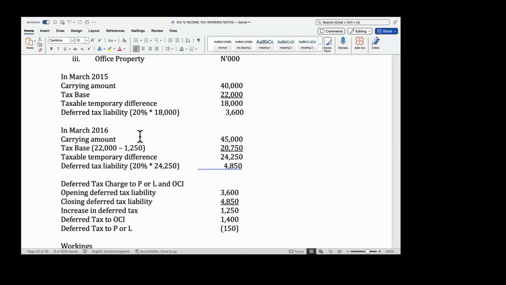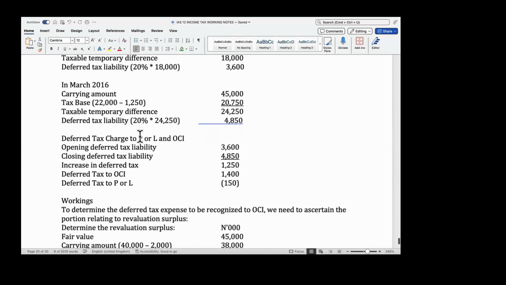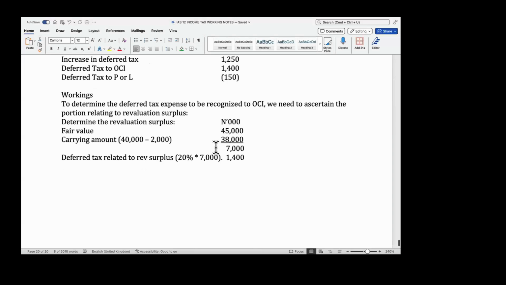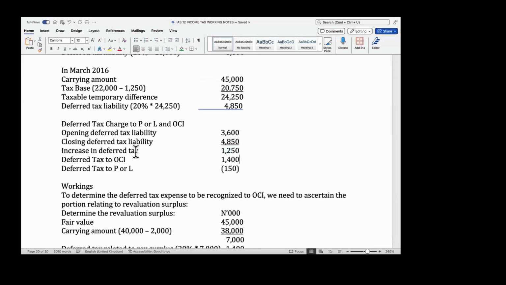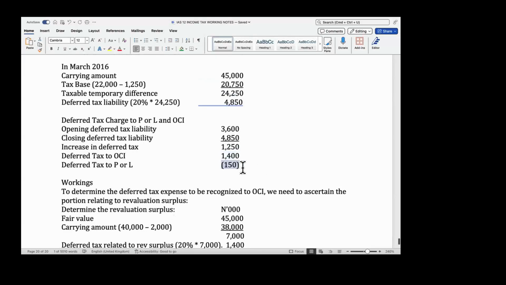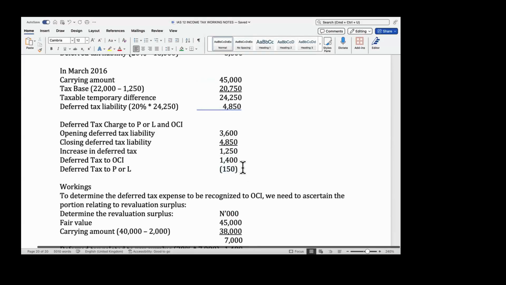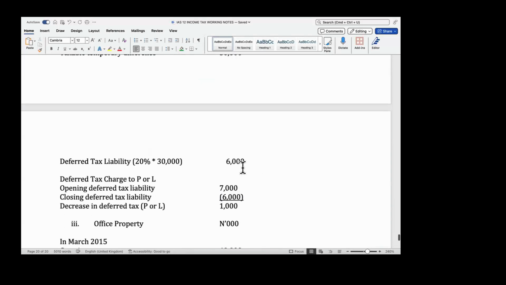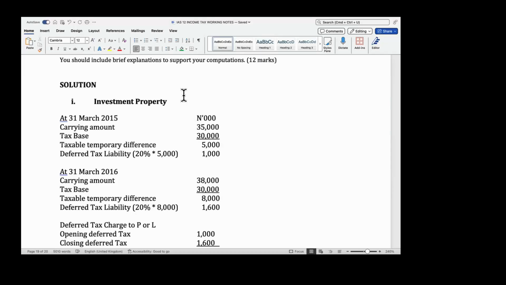But for this office property now, since there was a revaluation surplus, the related deferred tax on that would have to go to OCI. So I carefully calculated the revaluation surplus. I applied 20% on that, which is giving me 1,400. So this 1,250, 1,400 would go to OCI, and a negative 150 would be recognized to P&L. Since they didn't ask me to prepare any statement, I won't really have to go ahead preparing all of these statements. Okay, so that's it for this question.